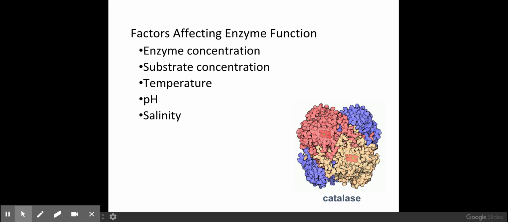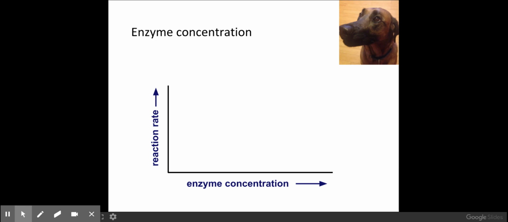There are other factors that might influence how well an enzyme functions, such as inhibitors. So those would inhibit the functioning of the enzyme. But these are the ones that we're going to focus on for today. So let's start with enzyme concentration.